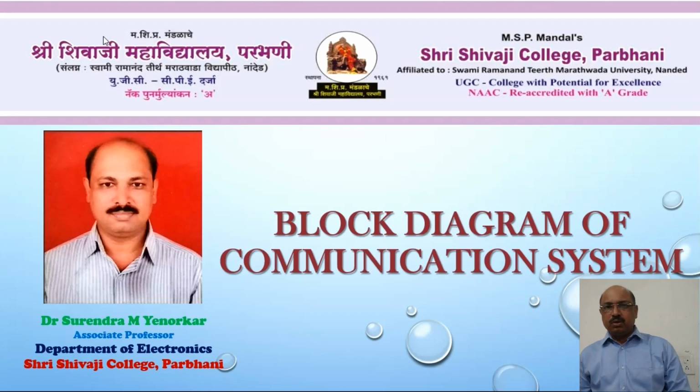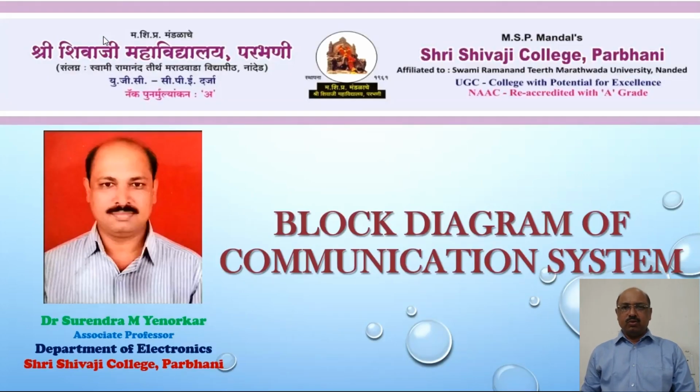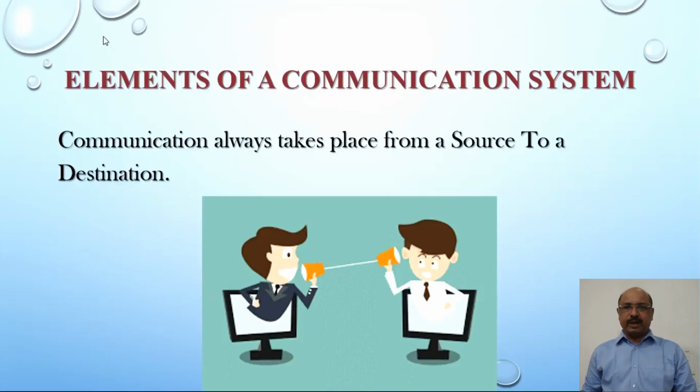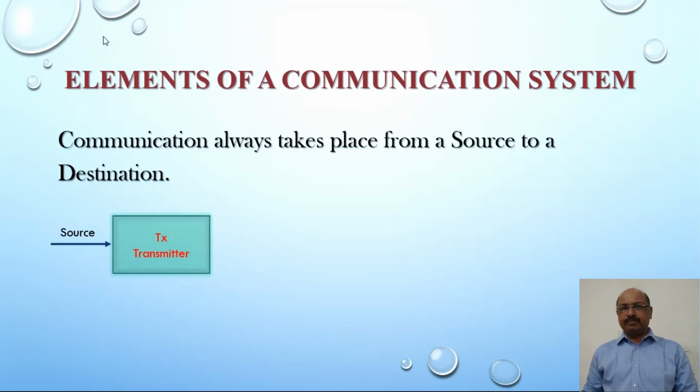In this video, we learn about the block diagram of a communication system and the function of each block. In the previous video, we learned a brief introduction to communication. We know that the process of exchanging information is nothing but communication. Now, communication always takes place from a source to a destination, and in between them there are various elements present. Let's see the elements of a communication system.